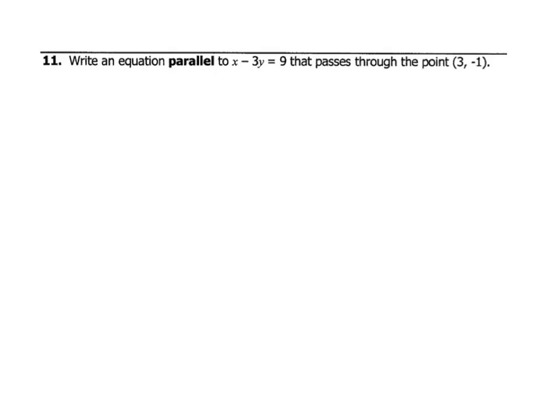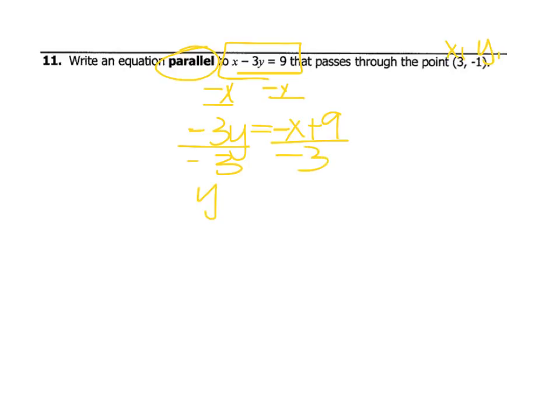Now, number 11 is saying we want to write an equation of a new line that is parallel to this line right here, and it passes through this point. So that's our x1 and our y1. However, we don't know the slope of this line because it's in standard form. So the first thing we need to do is convert it to slope-intercept form. Subtract x from both sides. We get -3y equals -x plus 9. Divide both sides by -3. We get y equals 1/3 x minus 3.